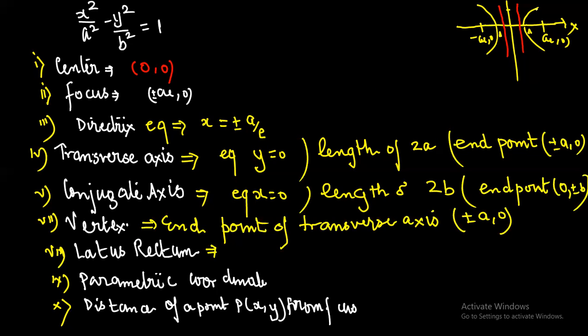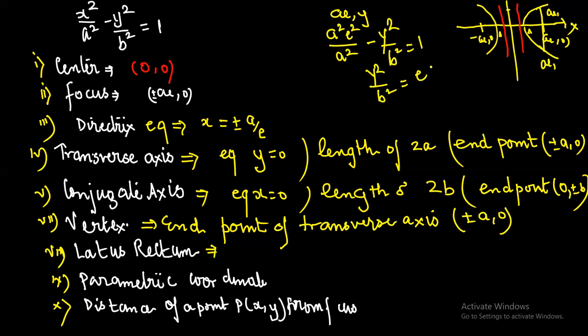So the x coordinate will be ae, and the y coordinate will change. Let's put ae, y in the equation and calculate the value of y. It becomes a square e square upon a square minus y square upon b square is equal to 1. So y square by b square is equal to e square minus 1.